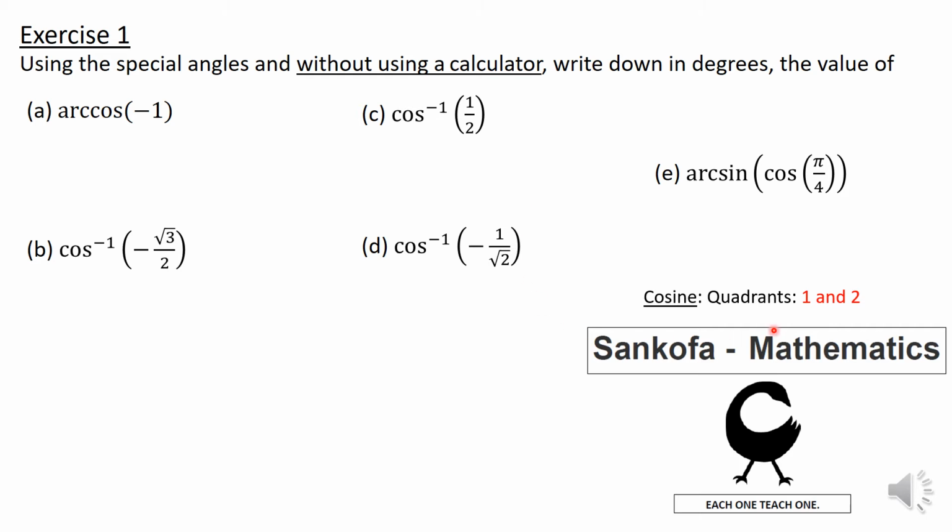And I'm also bringing up this very important hint for you that you should always remember as far as the cosine is concerned, that we are dealing with the first and the second quadrant. And the sine, because I've got something here of arcsine, is also going to be dealt with in the first and in the fourth quadrant.